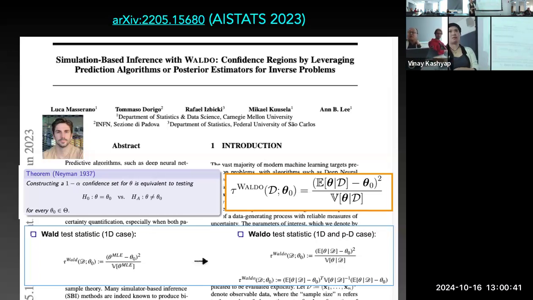Yes, probably better often. Do not use the posterior variance. Use the frequentist variance of the posterior mean. That gives you better frequentist properties.